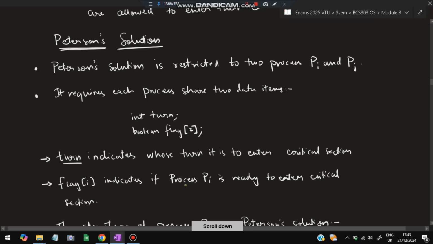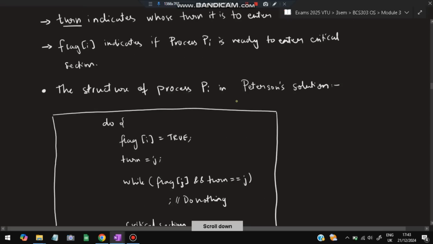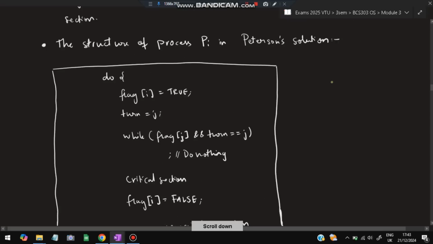And flag[i] indicates whether process pi is ready to enter the critical section or not. Flag[i] indicates process pi is ready or not. Flag[j] indicates pj is ready or not. So these two things, turn and the boolean flag, are there in Peterson's solution. Now the structure of process pi in Peterson's solution.